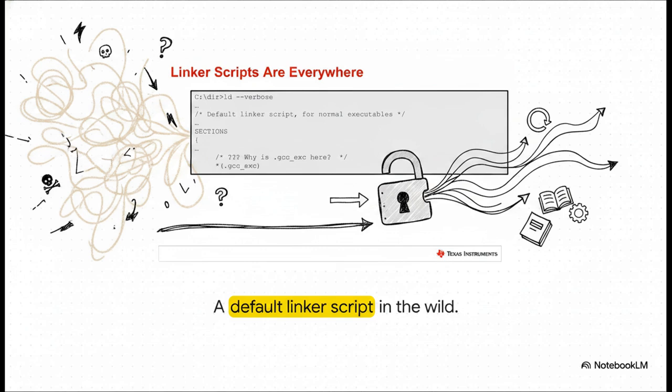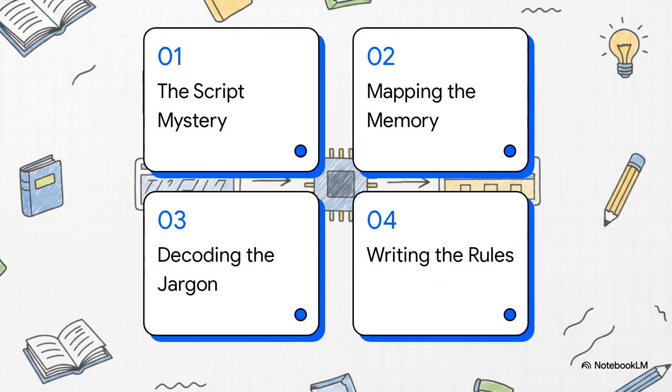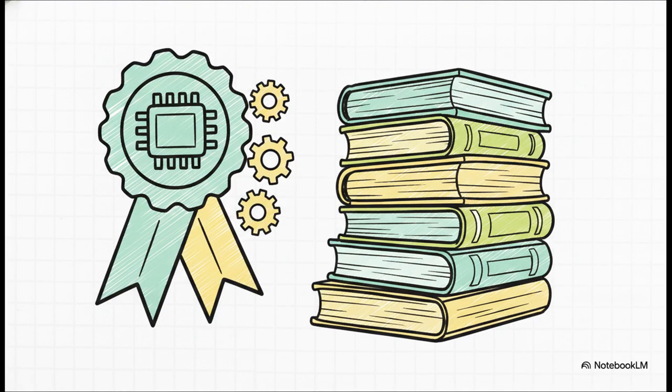But let's translate this ancient script into plain English. Here is our roadmap for today. 1. The linker script mystery. 2. Mapping the memory. 3. Decoding the jargon. And 4. Writing the rules. Now, our source material today comes straight from George Mock, a software developer over at Texas Instruments. With 32 years of experience working directly on C and C++ compilers, assemblers, and linkers, his insights offer us a truly practical masterclass on how these tools actually function under the hood.